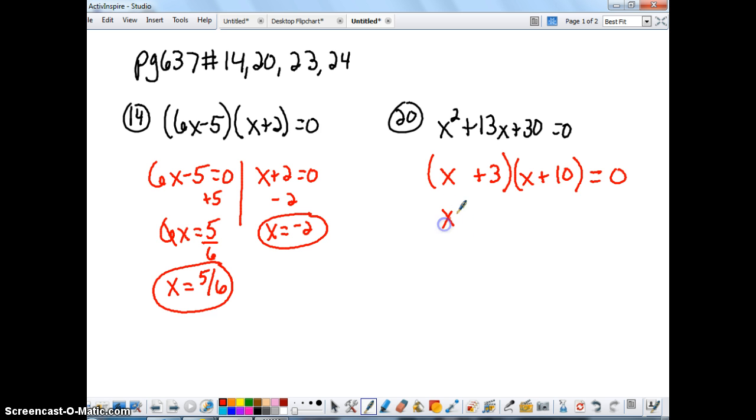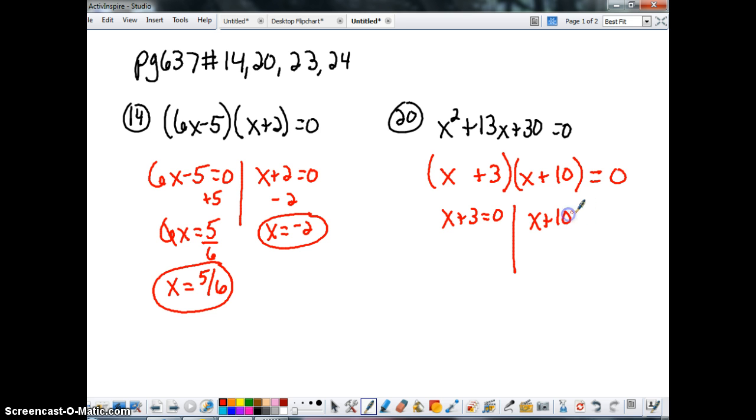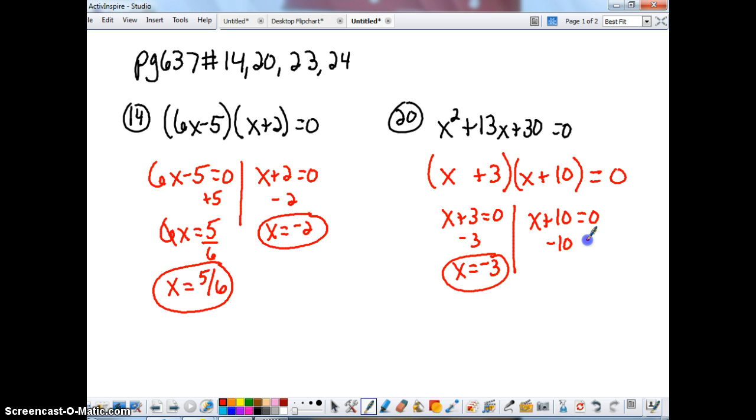Set them both equal to 0: x plus 3 equal to 0, and x plus 10 equal to 0. And then just like what we did in number 14, subtract your 3 here, and get x is equal to negative 3. It's the first answer. Subtract your 10, and you get x is equal to negative 10. That's my second answer.